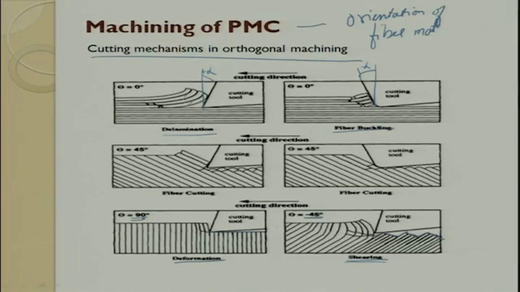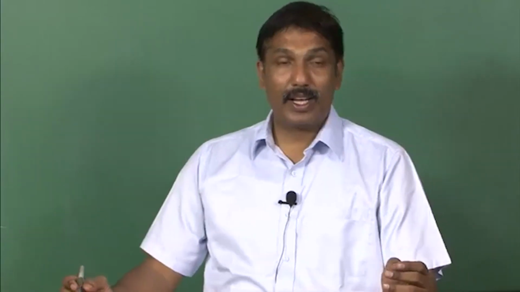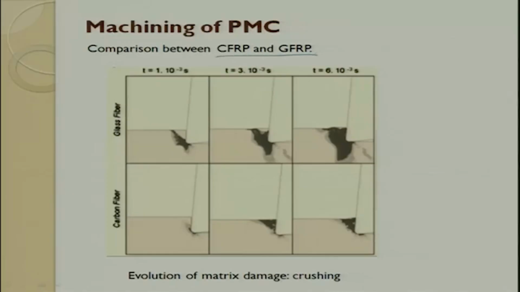And here, nowadays the machining happens at 100 meters per minute. So, at that speed, with force fluctuation, the tool response becomes very poor. If you look at CFRP and GFRP, this is the glass fiber and this is the carbon fiber, you see that when it is cut, at different time scales, the amount of damage getting created while machining.